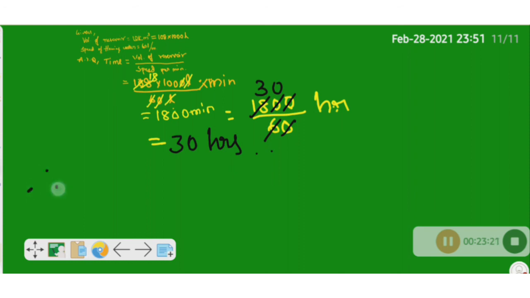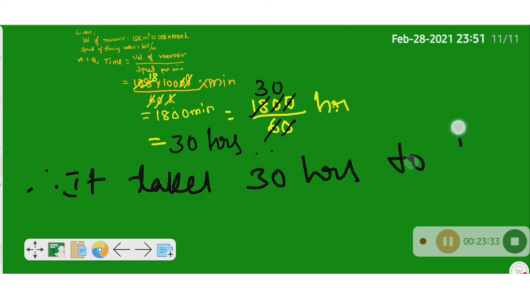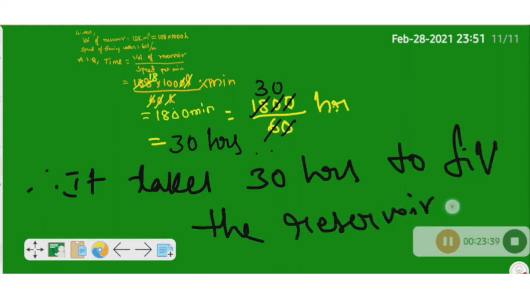Write down the conclusion. Therefore, it takes 30 hours to fill the reservoir. So that's it. That's the exercise. Hope you have understood.